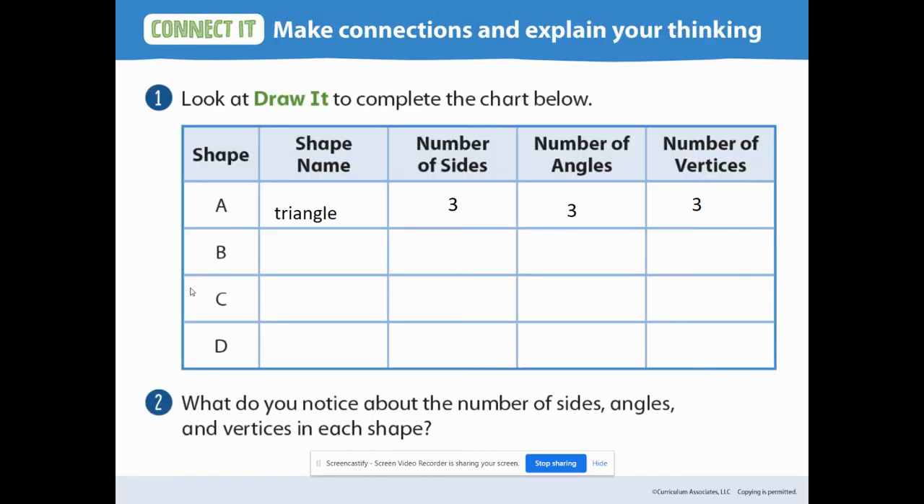Okay, go ahead and pause your video and fill out this chart below, this data. And then when you are done, go to number 2. What do you notice about the number of sides, angles, and vertices in each shape? Well, I'm only looking at A, and I see that they have the same number of sides, angles, and vertices. They're all 3. So when you're done, I want you to continue to look at what you notice about the number of sides, angles, and vertices of each shape. And you're going to just use your words to describe it down here.